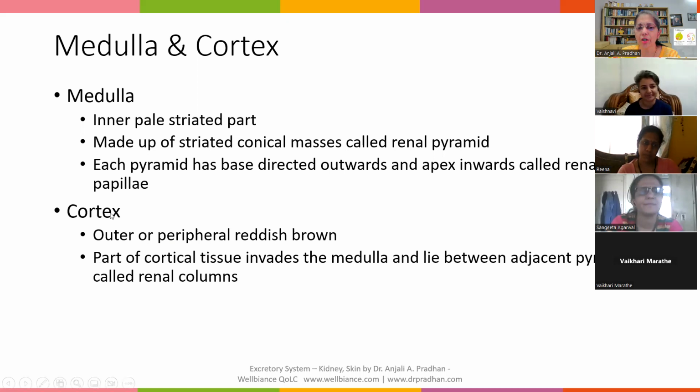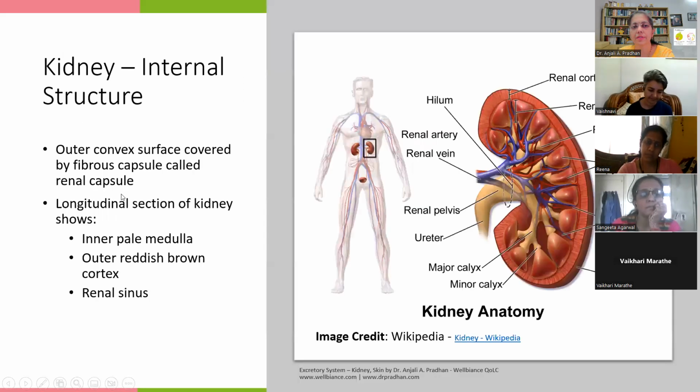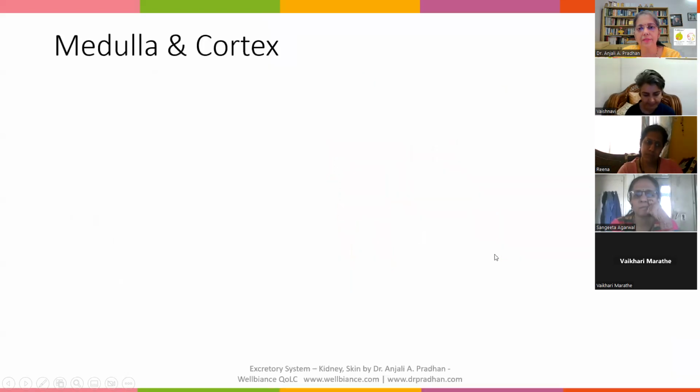Then cortex, renal cortex. Outer part of the cortical tissue invades the medulla and lies between adjacent pyramids, called renal columns. See, this is cortex. These are pyramids. In between, the part of the cortex is called renal columns. ठीक.